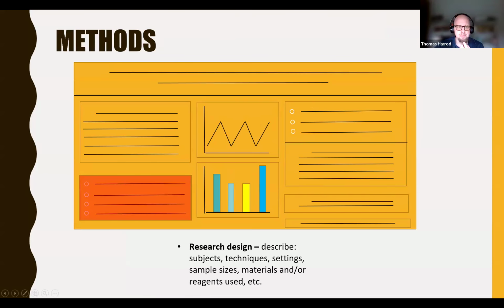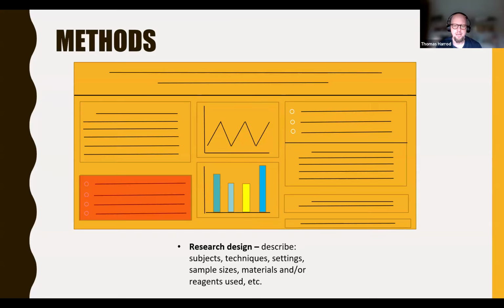The next section is going to be methods. This is going to be your research design. So you are going to describe the subjects that were involved, the techniques, the settings, materials, reagents, whatever is appropriate to your research. You ended the prior section with a hypothesis. You are now going to move to this section, the methods, and you are going to describe how you intend to address or test that hypothesis. What are the techniques that you're going to use to test the hypothesis?